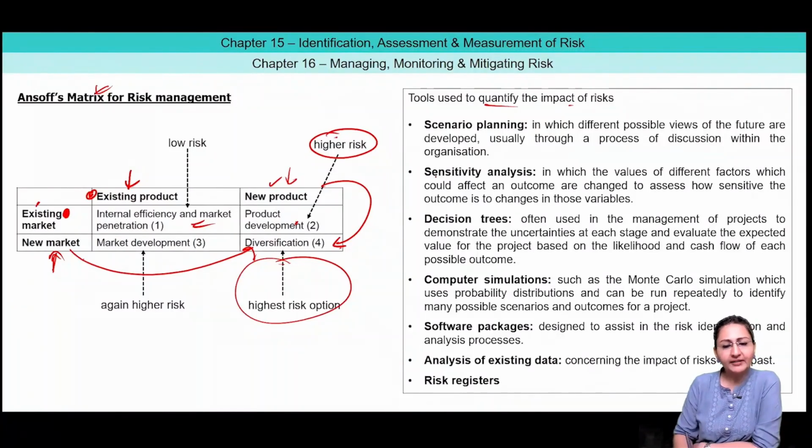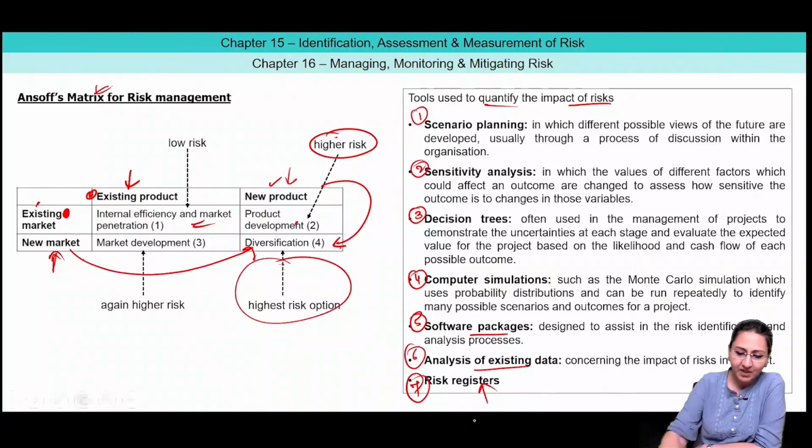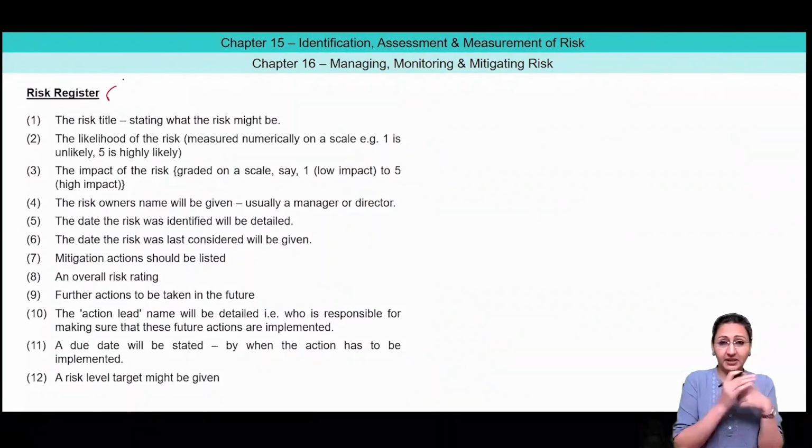Now, how will you quantify the impact of risks? There are many techniques here. I have written them here. I'll just cover their names. One is scenario planning. Two, sensitivity analysis. Then decision trees help you decide on a course of action. Then computer simulations. There are software packages which can identify based on the risk. They can suggest which project to take up, or give you the impact of the risk. Then existing data analysis can tell you the risk, and risk registers, which I just mentioned. So the risk register is something we should see and not miss. It has come many times in the exam related to the contents of the risk register.